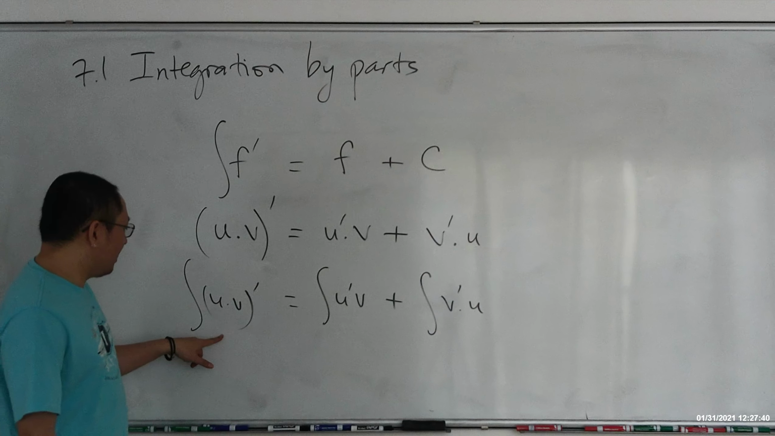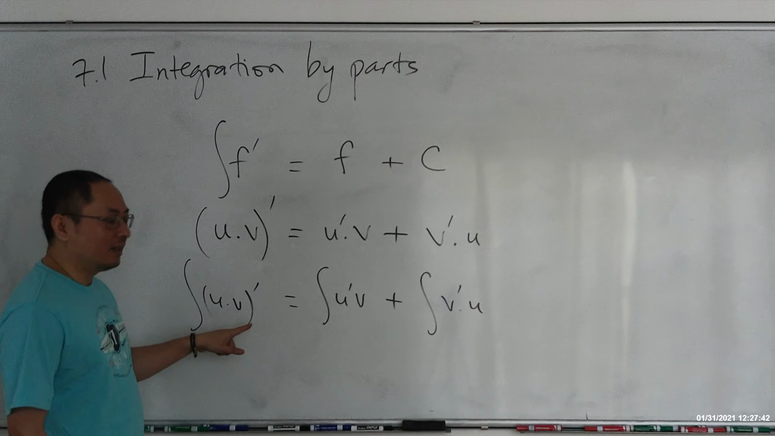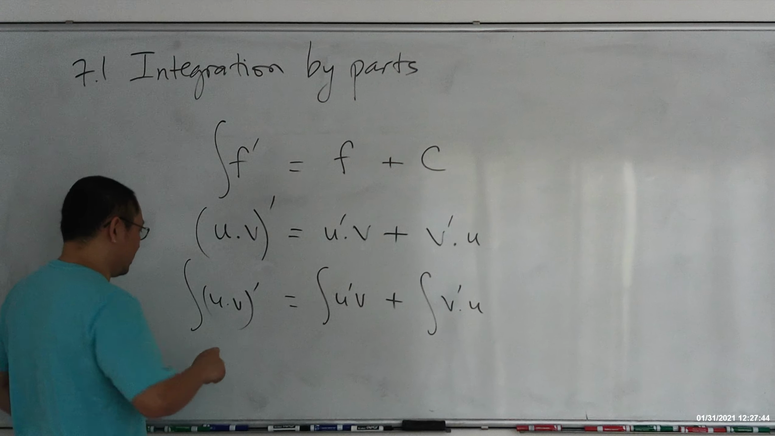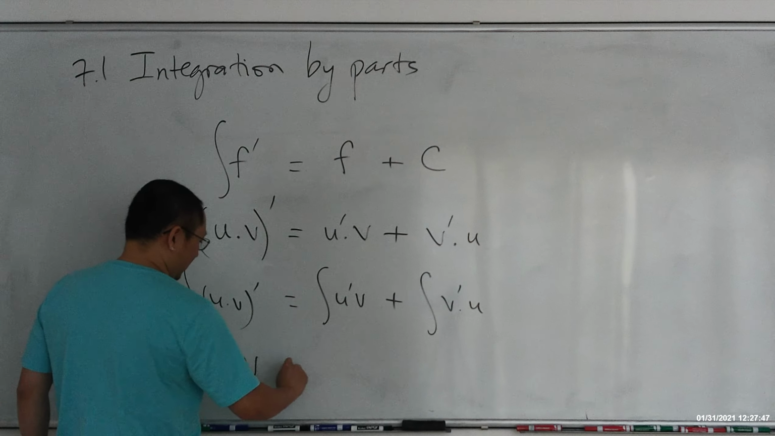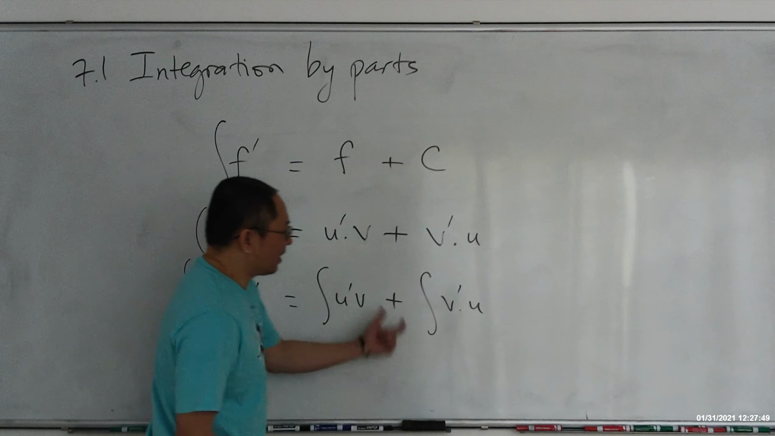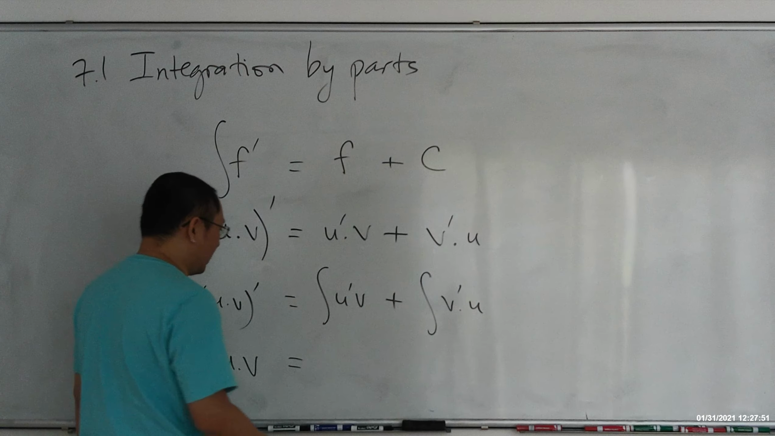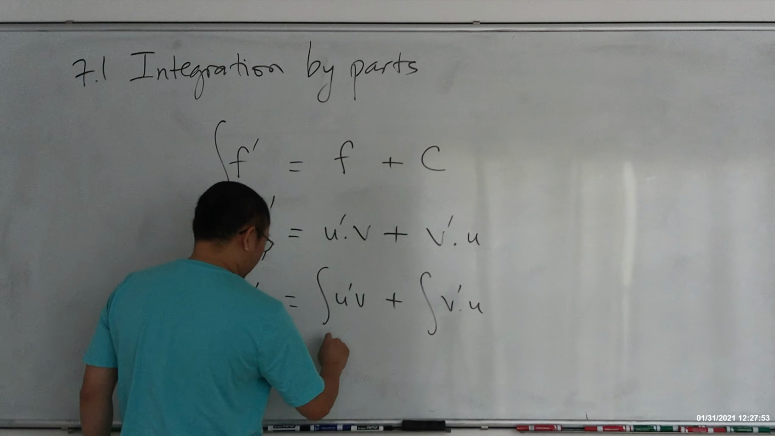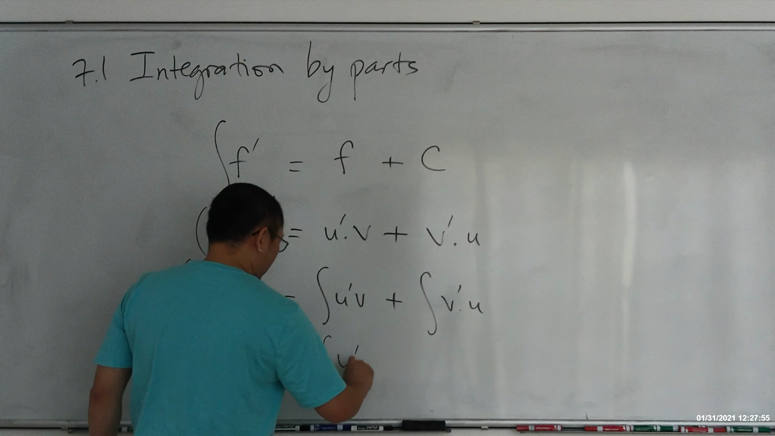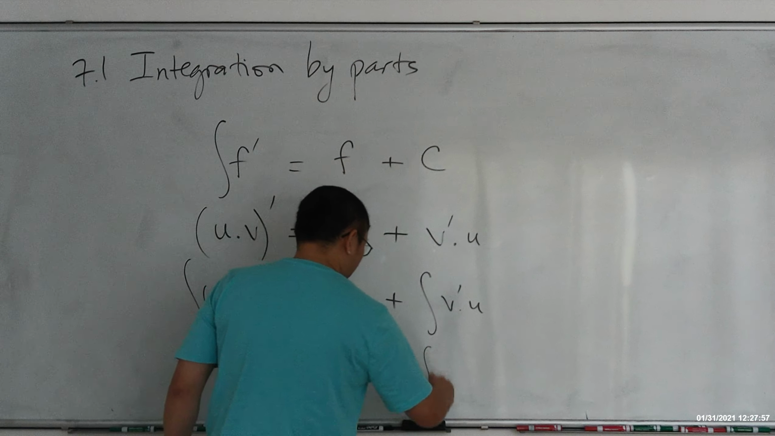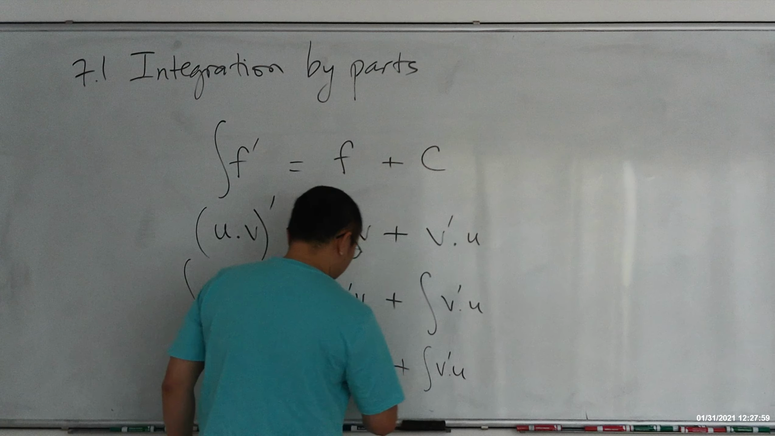Look at the left hand side right here. Integral of the derivative. And this is what we show you right here. It's just u times v, right? And then equal to, of course, plus a constant, but I still have the integral, so I don't have to write the constant. I will write it later. Integral of u prime v plus the integral of v prime u.